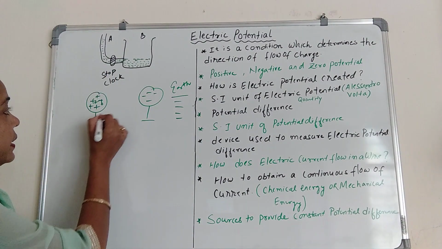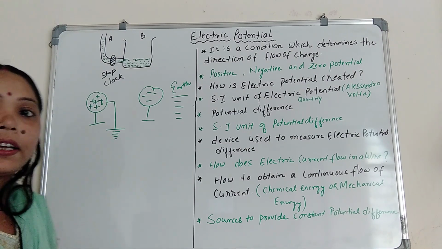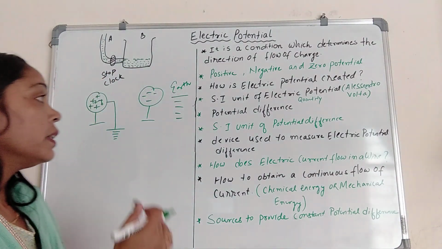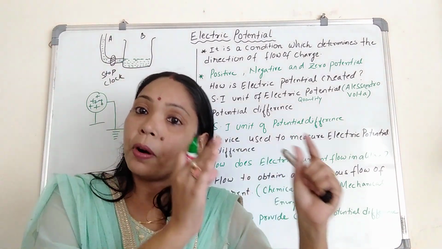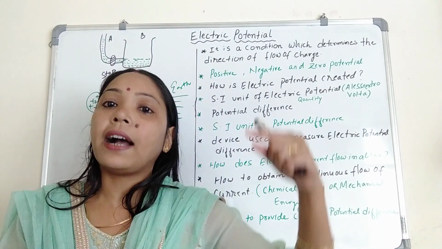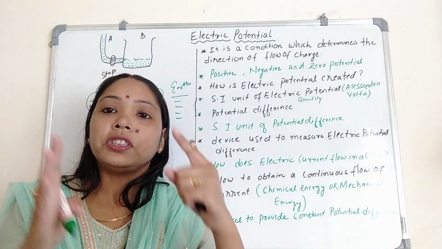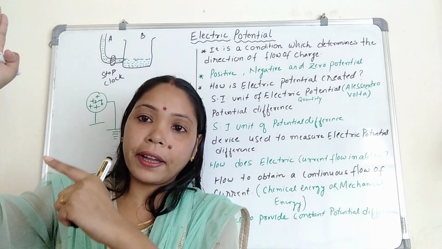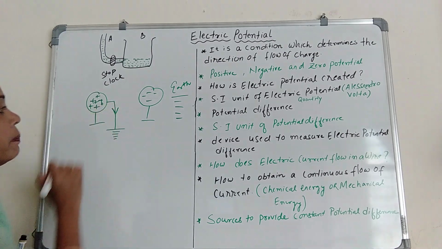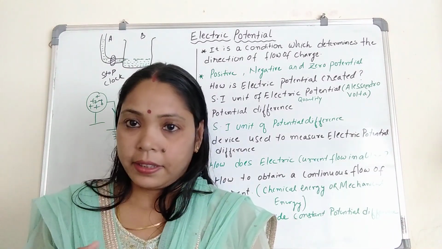Now if you connect this positively charged body to the ground, it means if you make the earthing of the positive body, then the charge will flow from positive to zero potential. Why? Because positive is a higher potential and zero is considered as a lower potential. So, charge always flows from higher to lower. In this case, this arrow represents the flow of charge from positive to earth.